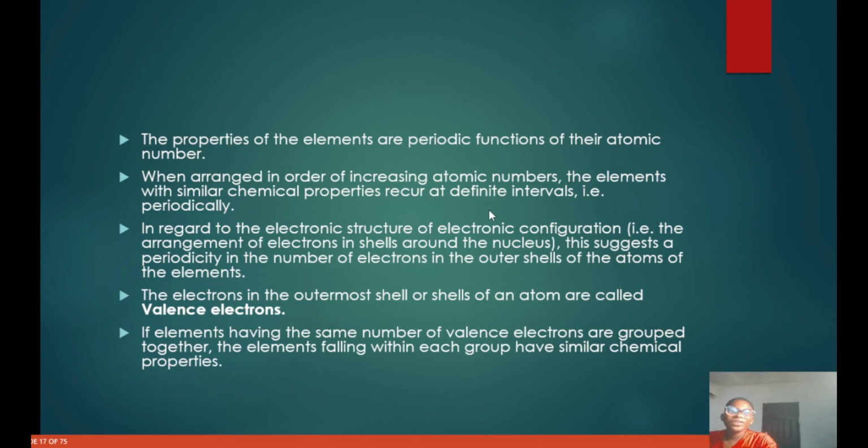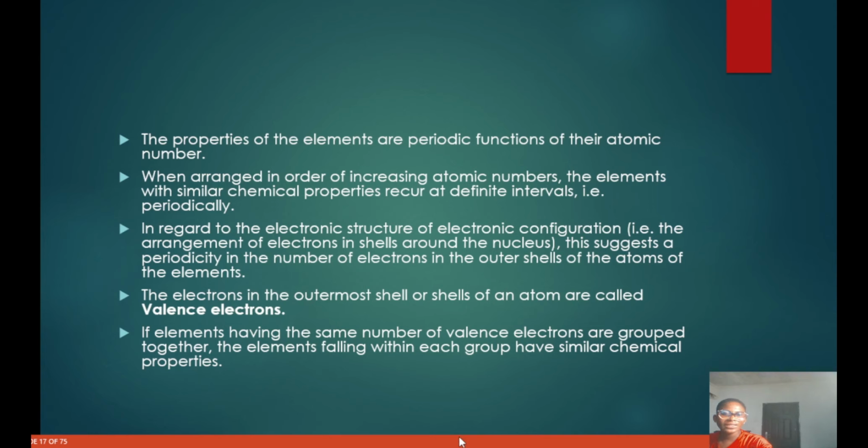When arranged in order of increasing atomic numbers, the elements with similar chemical properties recur at definite intervals, that is periodically. In regard to electronic configuration, this suggests a periodicity in the number of electrons in the outer shells of the atoms. What this is just trying to say is group 1 elements all have 1 electron in their outermost shell. Group 2 elements all have 2 electrons in their outermost shell, and that is evident when we draw it. Then we have the electrons in the outermost shell or shells of our atoms, which are called their valence electrons.